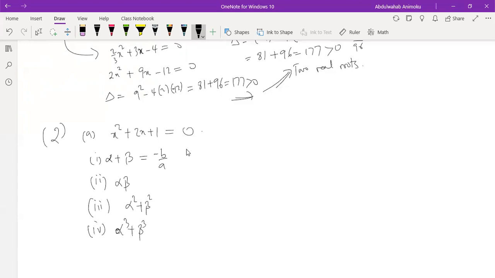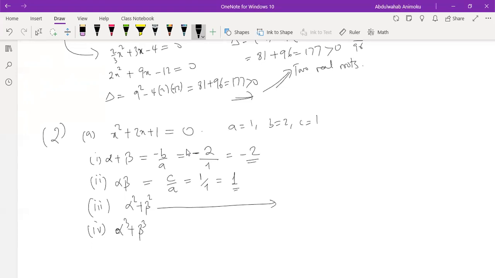Okay. Now, alpha plus beta is, so let's find what A is: A is 1, B is 2, and C is 1. So alpha plus beta is minus B over A, which is what? Minus B is minus 2, over A is 1. So the answer is minus 2 for this problem. What about alpha beta? This is C over A. So by the formula, this is C over A. What is C? C is 1 and A is 1. So you just have 1 as your answer here.